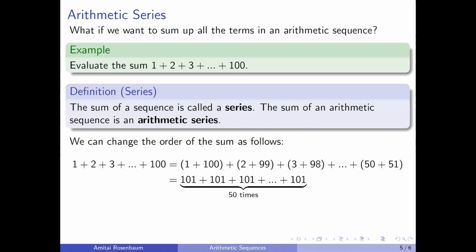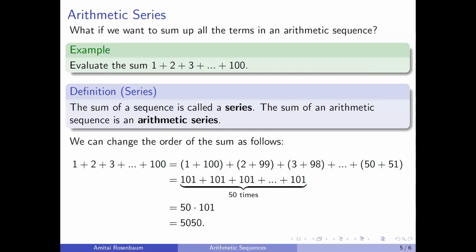Why do we want to do that? Well, now we've just got 101 plus 101, and we've got 50 of them, right? Because we've gone from 1 up to 50. And so we can just multiply through. So it's 50 times 101, which is a very easy multiplication. We get 5,050. So we can actually do this for any arithmetic series.